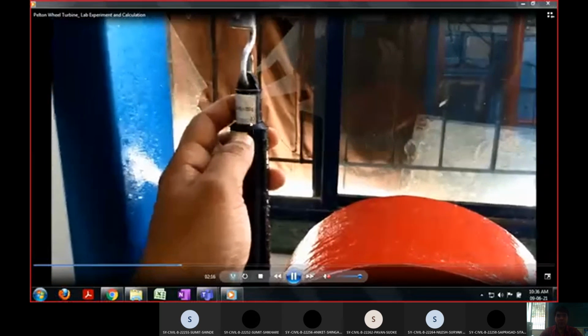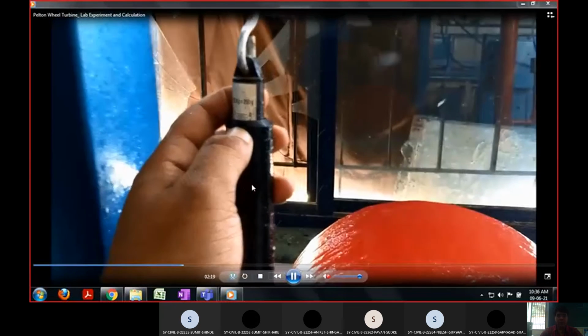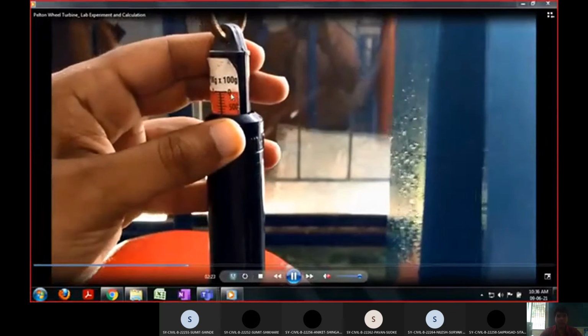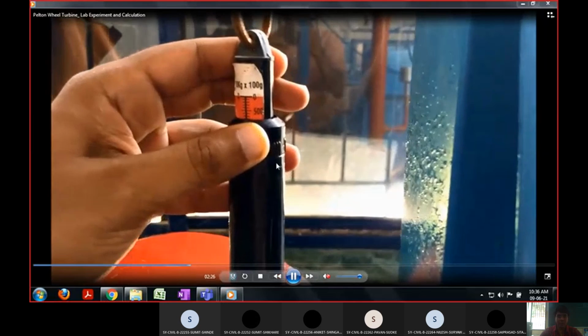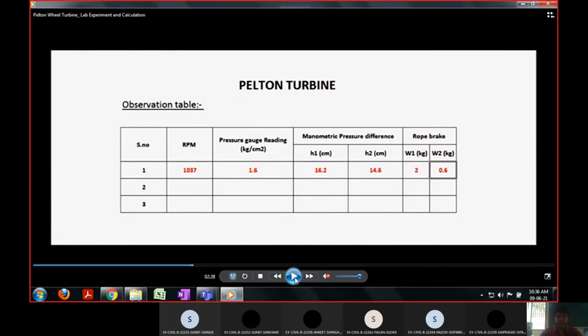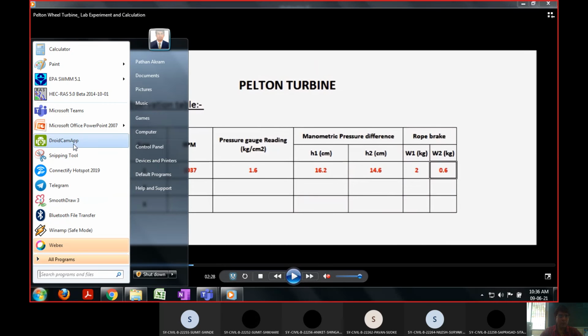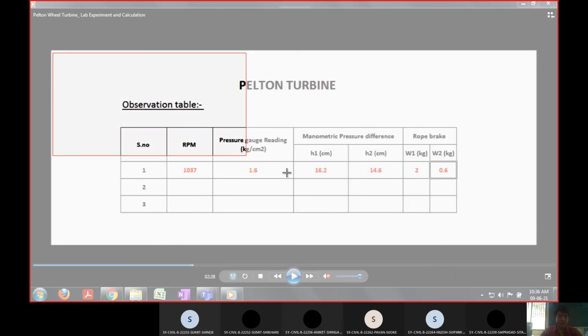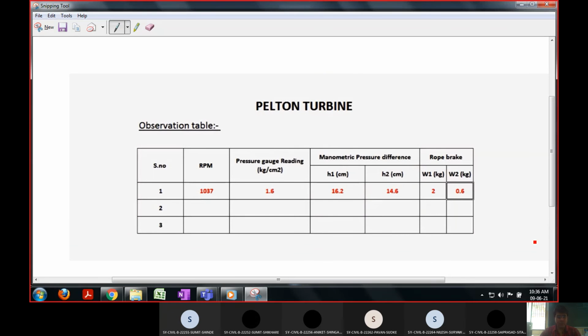Then we have to take the load. This is a weighing balance which helps us to take the load W1 and W2, and this is the slack side. Here we can measure how much load we apply, and write it in this particular column of the observation table. Now we have W1 and W2. I am going to take this observation table for our sample calculation purpose.